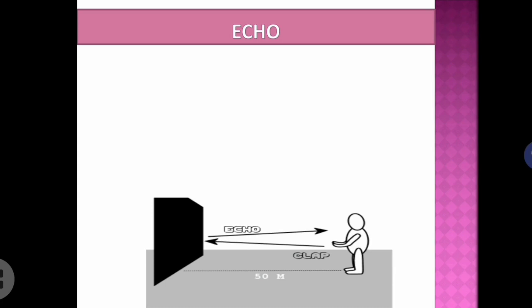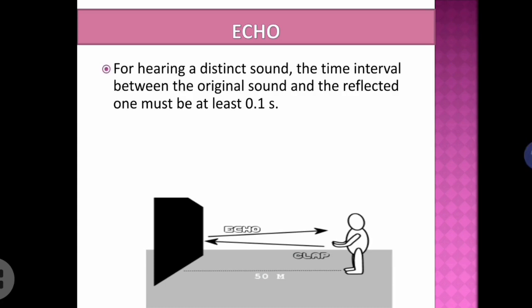So let us see what they are. For hearing a distinct sound, the time interval between the original sound and the reflected sound must be at least 0.1 second. That is the first condition. You might have heard of the persistence of hearing. Whenever we hear something, that sound remains in our brain for the next 0.1 second, that is 1/10th of a second.